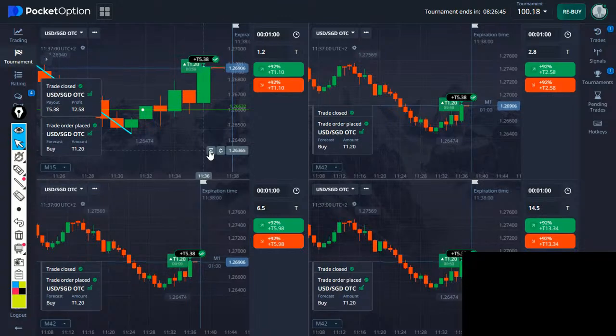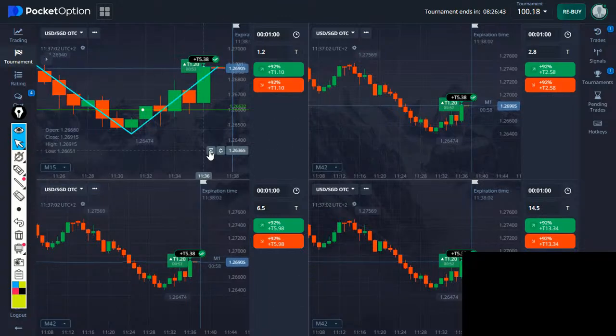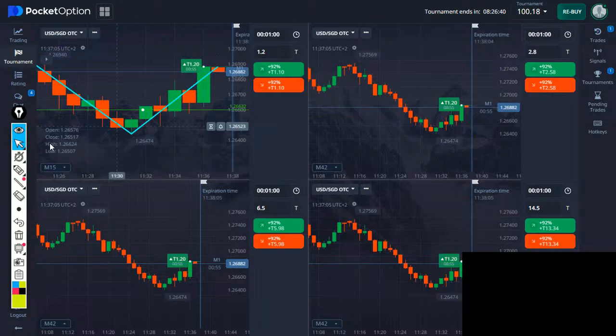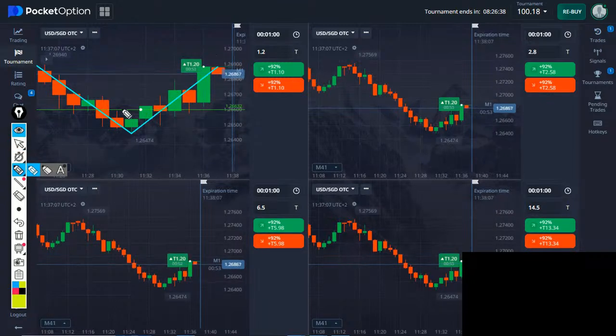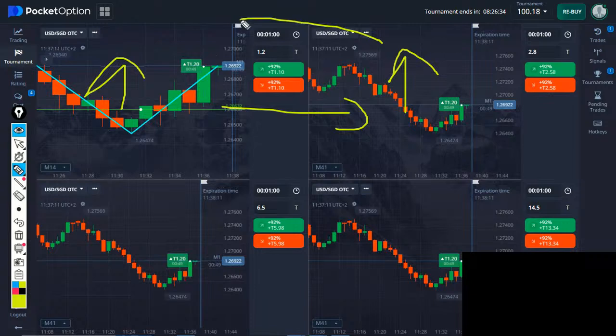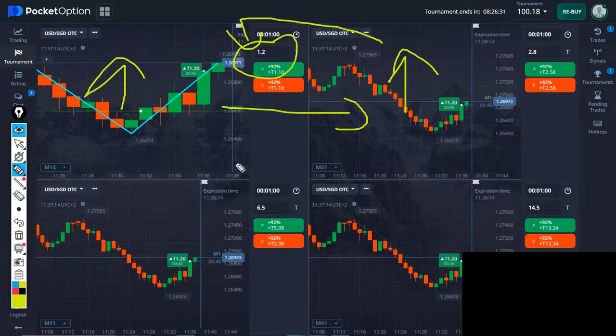Perfect. So we go for the third. So we won the second trade. So whenever you win, let's say you lost over here for a buy, you take a buy here. If you win, you go back to the first stage. Always when you win, you go back to the first stage.